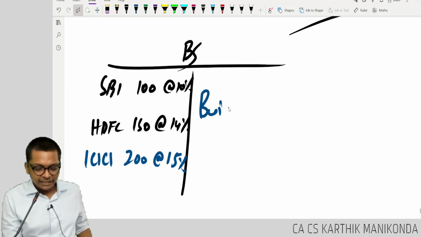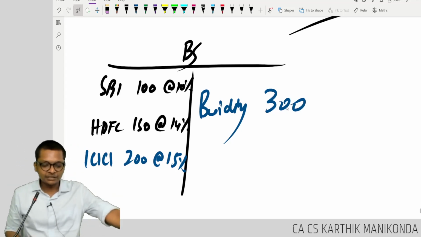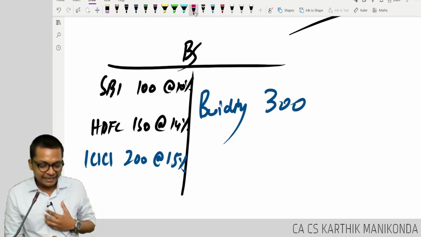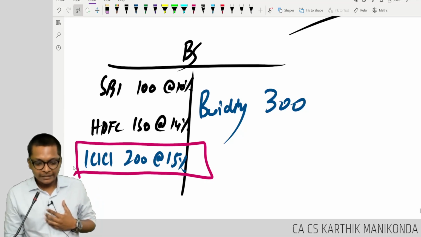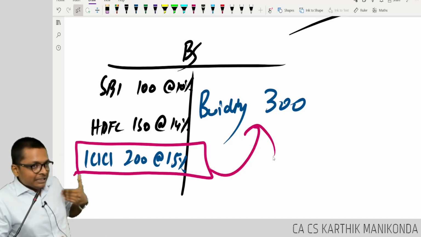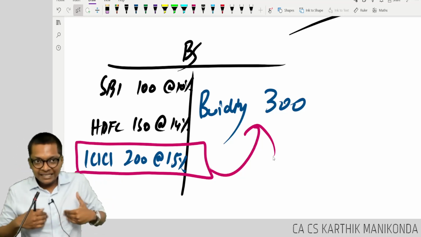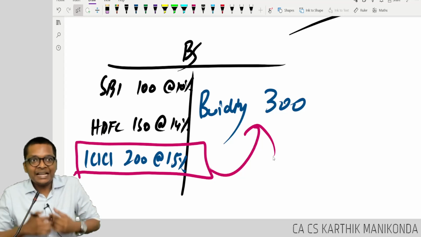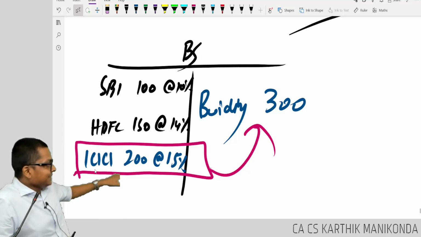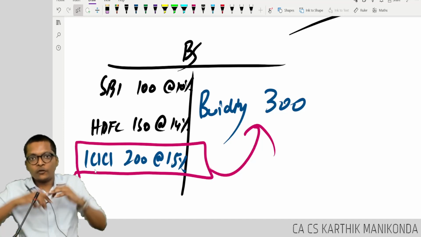I constructed a building, guys. I constructed a building for 300 rupees, and the question specifically says the ICICI loan is used for the building. Let me repeat: already in my business, I have SBI and HDFC. To construct this building, I have specifically taken a loan from ICICI. So I'm saying the ICICI loan is fully used for the building. Other loans could be used for many things.